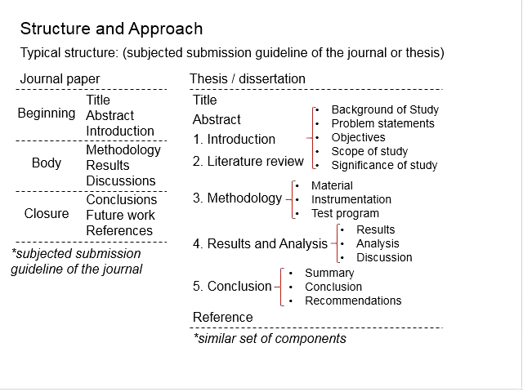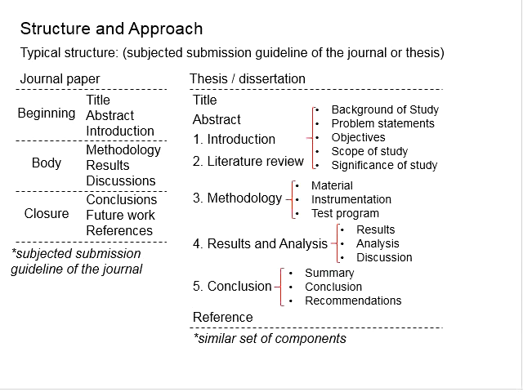Now let us look at the typical structures of technical writing. As a research student, there are two main types of technical writing, which are the journal papers and the thesis or dissertation. The slide here shows the typical structures of the journal papers and the thesis or dissertation. Of course, this is subject to the submission guidelines of the respective journals or the thesis. Even with the variations, the main things should be more or less there.